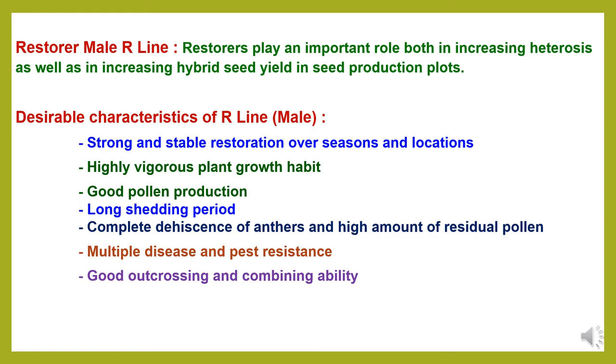The restorer male line plays an important role in increasing heterosis as well as increasing hybrid seed yield in seed production plots. The desirable traits of the R-line are, first, a strong and stable fertility restoration over seasons and locations, highly vigorous plant growth habit with tall plant height, good pollen production, long shedding period, complete dehiscence of anthers and high amount of residual pollen, multiple disease and pest resistance, and good outcrossing and combining ability.